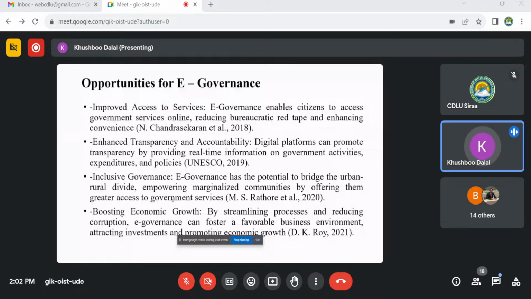Opportunities for e-governance: improved access to services. E-governance enables citizens to access government services online, reducing bureaucratic red tape and enhancing convenience. Enhanced transparency and accountability: digital platforms can promote transparency by providing real-time information on government activities, expenditures, and policies. It was seen in the UNESCO report 2019. Inclusive governance: e-governance has the potential to bridge the urban-rural divide, empowering marginalized.